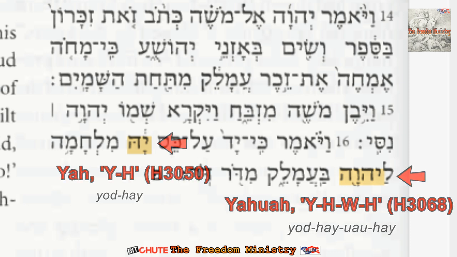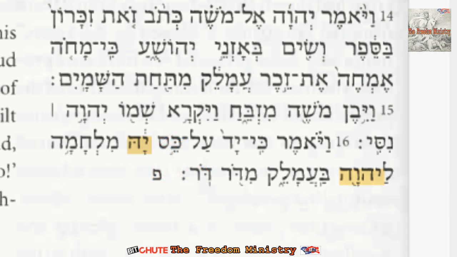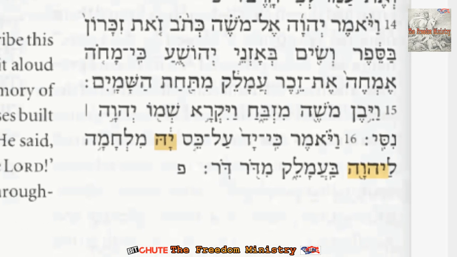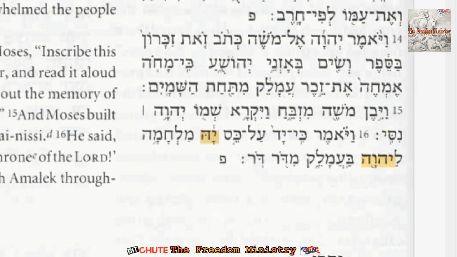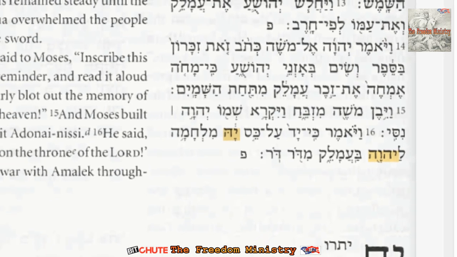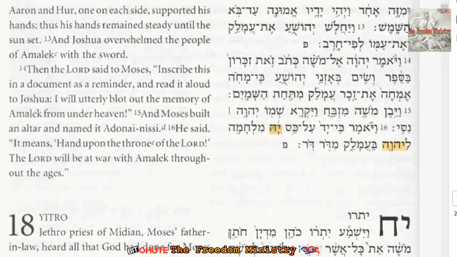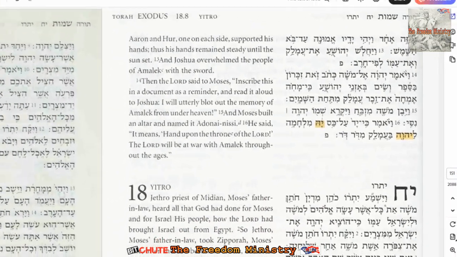But you'll see the highlighted, remember, Hebrew is read from right to left, top to bottom. You'll see the first one, Yah, a different word, 2 letters instead of 4, yod-hay, and then Yahuah, or Yahweh if you prefer, yod-hay-uau-hay. So how is it making fun of Yahuah or Yahweh? That's what I want to know. Please explain to me. Where are we getting this from?